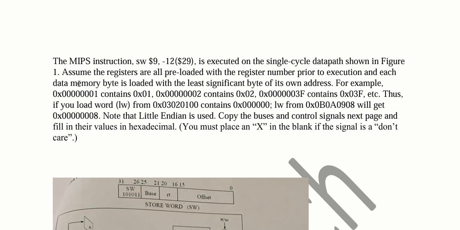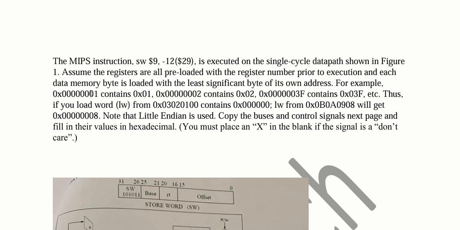Prior to execution, each data memory byte is loaded with the least significant byte of its own address. For example, 0x followed by zeros and 1 will contain 0x01, 0x followed by zeros and 2 will contain 0x02, and 0x3f will contain 3f. So this is hexadecimal, right?